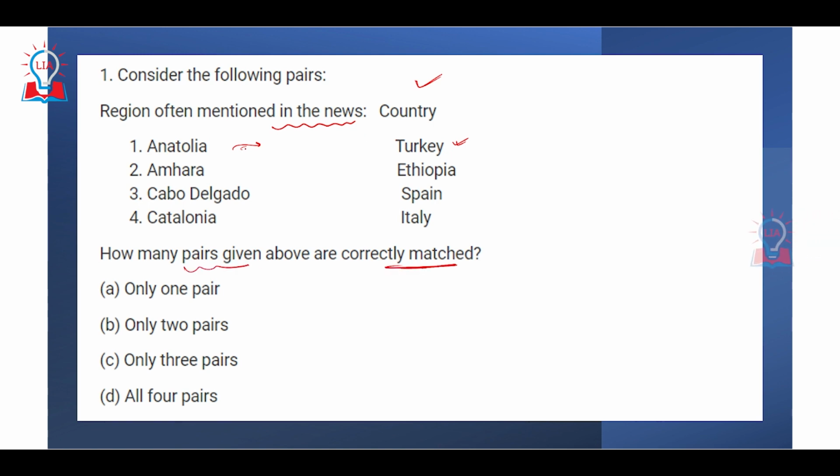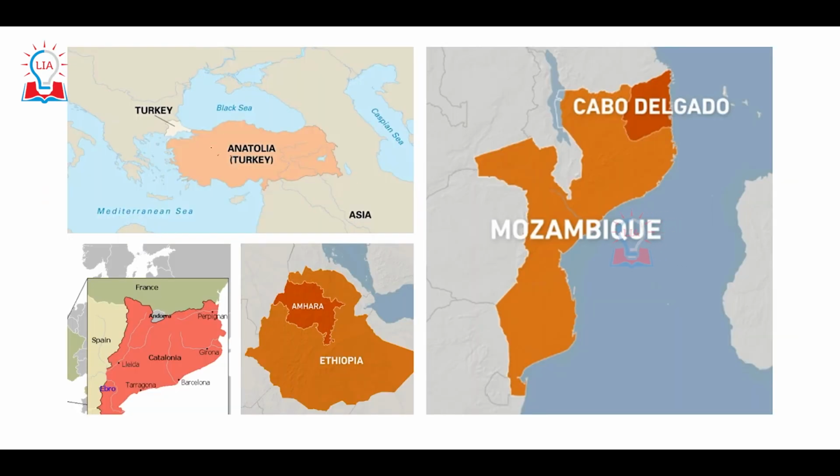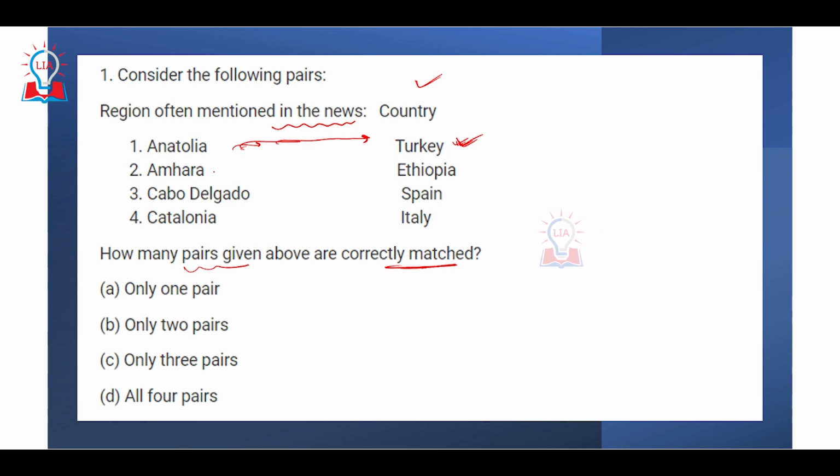So first of all, if you look at Anatolia, obviously it is a part of Turkey. Actually, the old name of Turkey is Anatolia, and if you look at the map here, this is Turkey. So we have the Anatolian region in Turkey. That is absolutely correct. Second is Amhara.